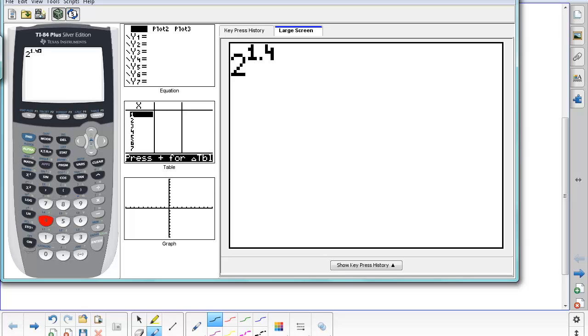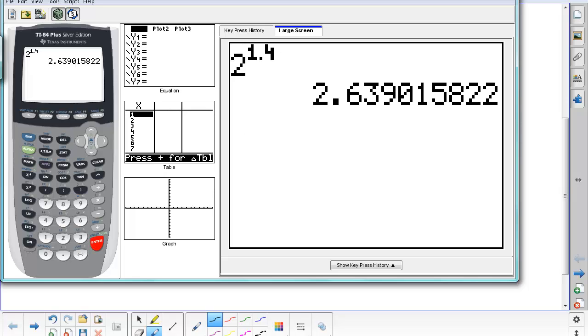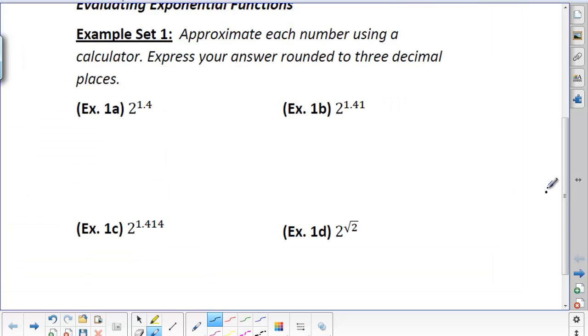A word of warning: if your calculator does work this way, it's not a bad habit to get into, once you type in the 1.4, to always hit that right arrow key just to jump down out of that exponent. In this case, it wouldn't make a difference if you didn't, but if you were going to do an additional calculation, maybe adding something to that power, 2 to the 1.4 plus 7, it would make a difference. I might show you an example of that in a second, but just punching that in, hit enter, you get 2.639 for our answer.